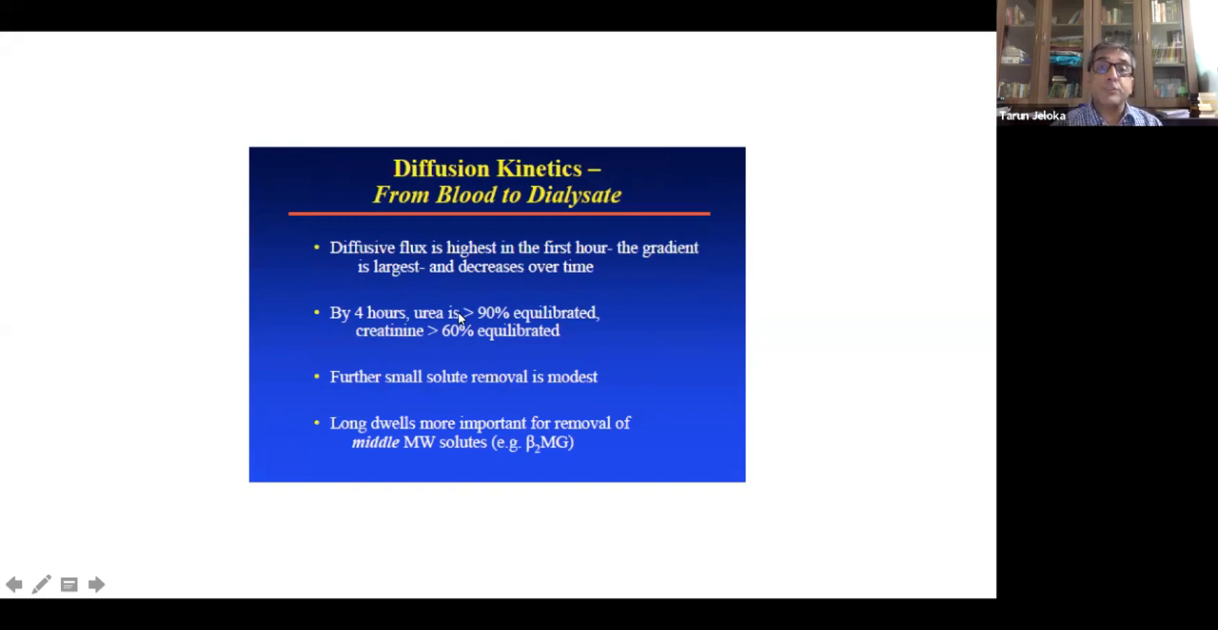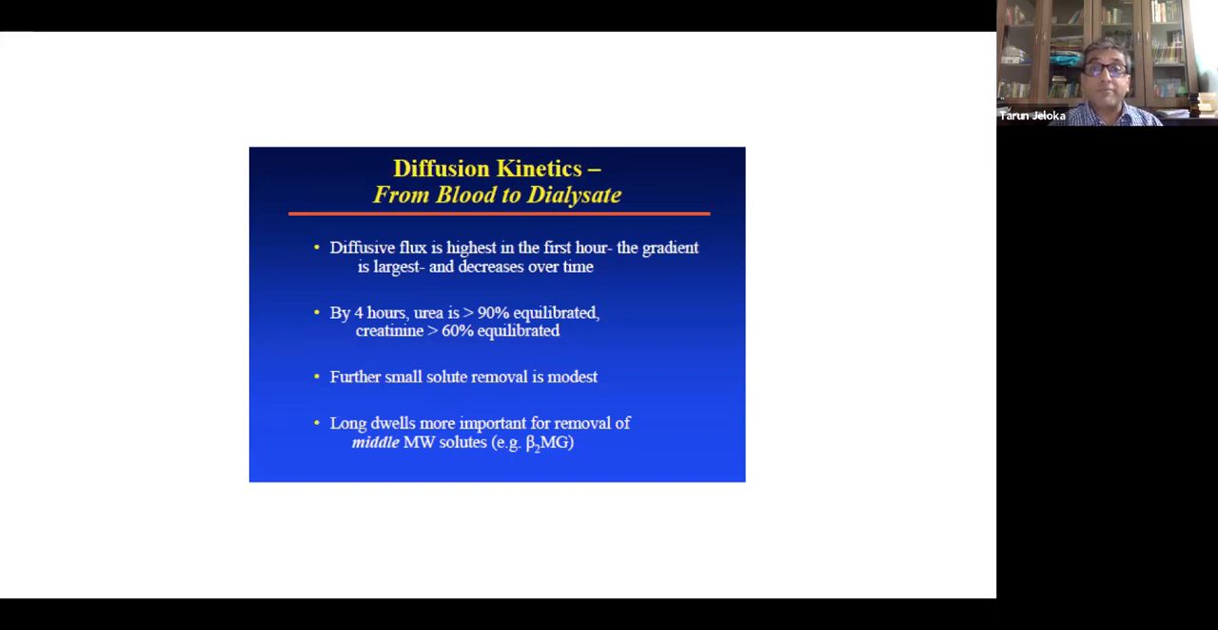By 4 hours, urea is 90% equilibrated, so you do not expect more urea removal after 4 hours. And creatinine is about 60% equilibrated, so even from 4 to 8 hours there might be a little more clearance of creatinine. Further, small solute removal is modest after 4 hours, and long dwells are important for removal of middle molecules, for example beta-2 microglobulin, which has a higher molecular weight, almost 12,000.